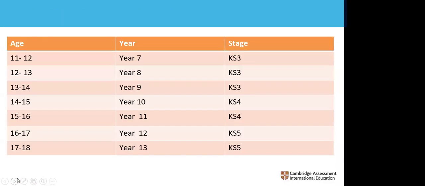Now, here I've drawn for you a table that shows the years, the age, and then the stage. At Cambridge, or at secondary level, we have basically 3 stages that we consider.